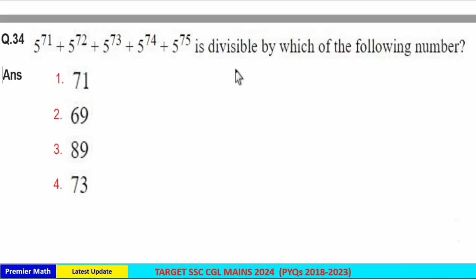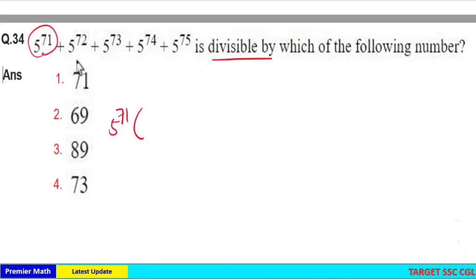The given expression is divisible by which of the following numbers? Here 5 raised to 71 is the least power. So I can take 5 raised to 71 outside from all these 5 terms, that is, all these 5 terms contain 5 raised to 71. I can write 5 raised to 72 as 5 raised to 71 into 5, that is 5 raised to 71 into 5 raised to 1. A raised to m into a raised to n is a raised to m plus n. 71 plus 1 is 72.